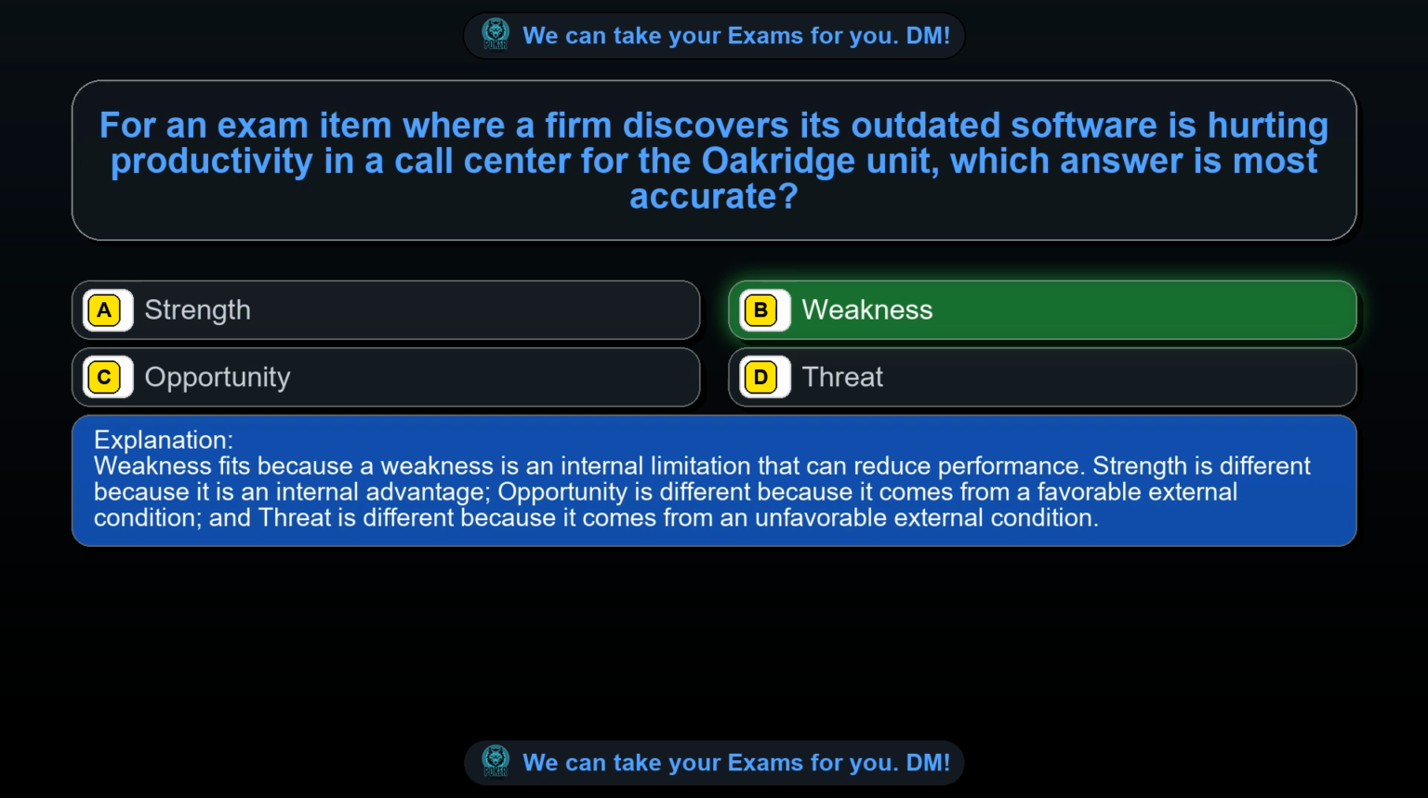Strength is different because it is an internal advantage, opportunity is different because it comes from a favorable external condition, and threat is different because it comes from an unfavorable external condition.